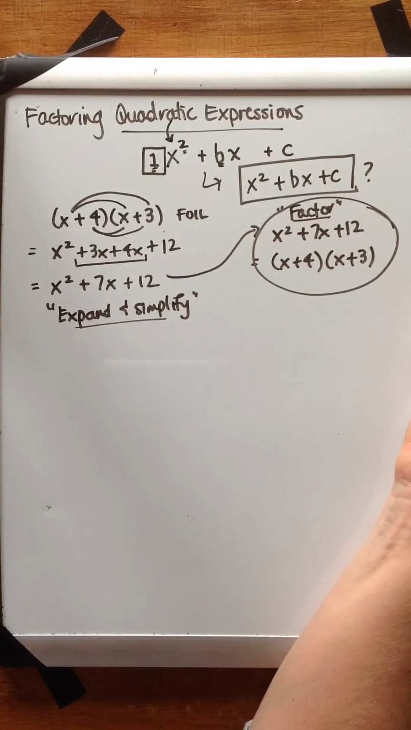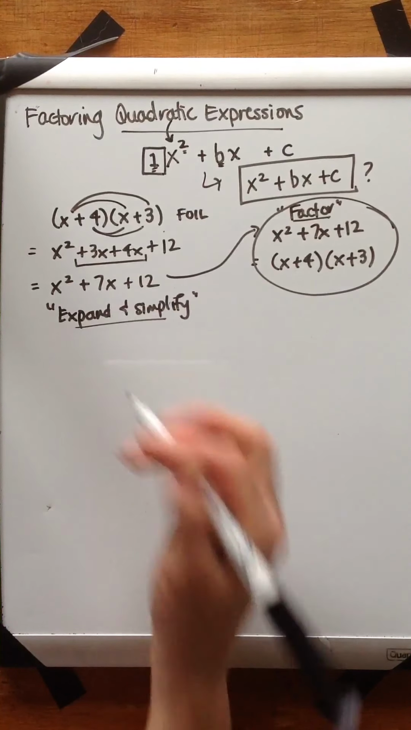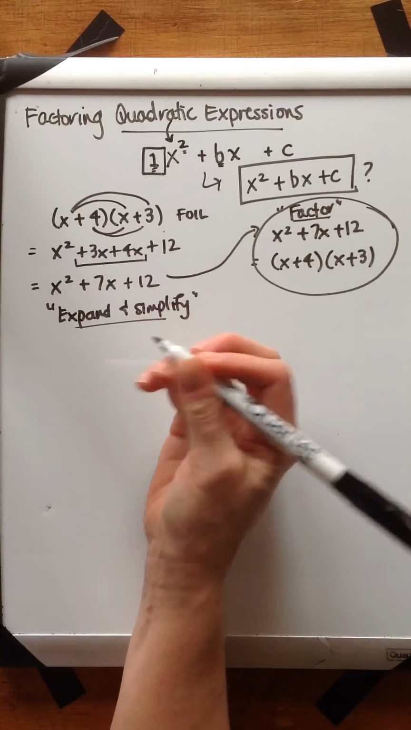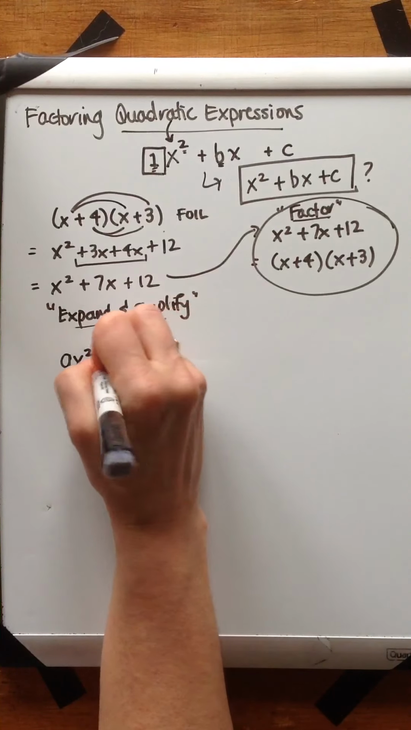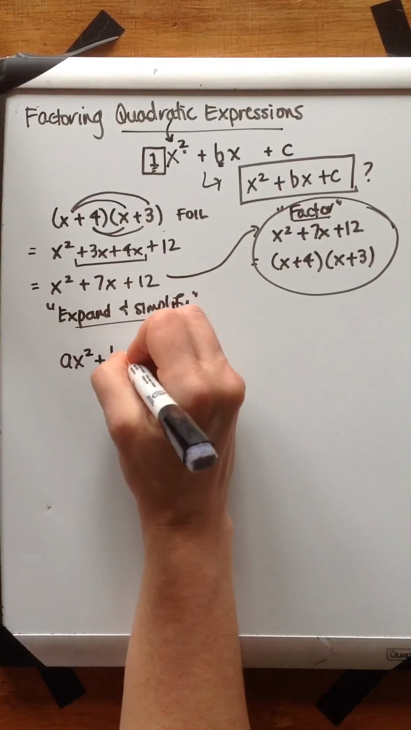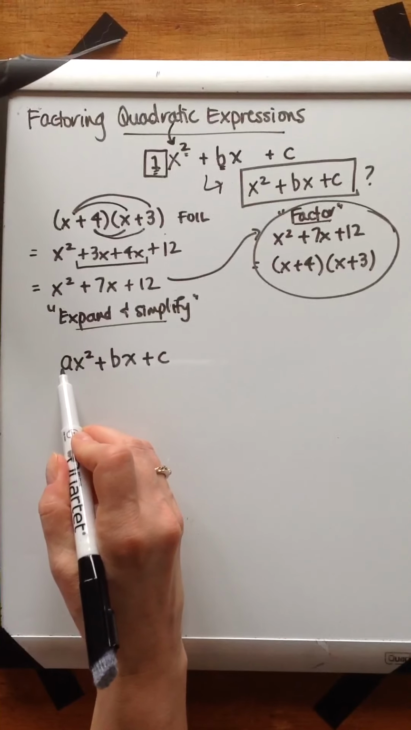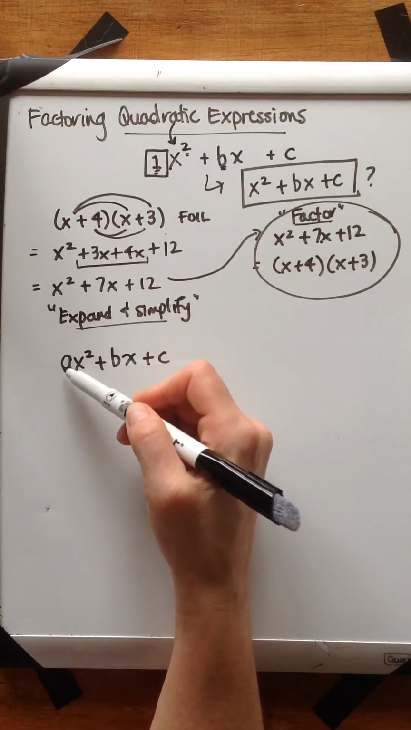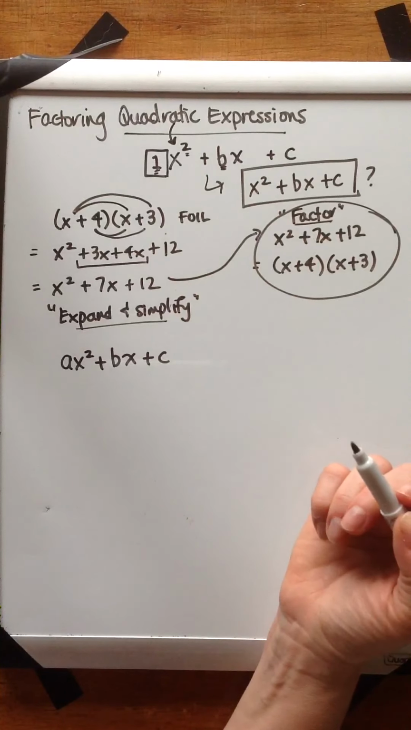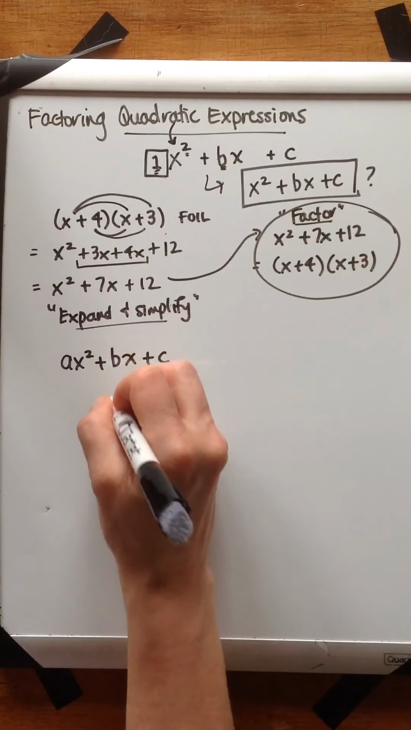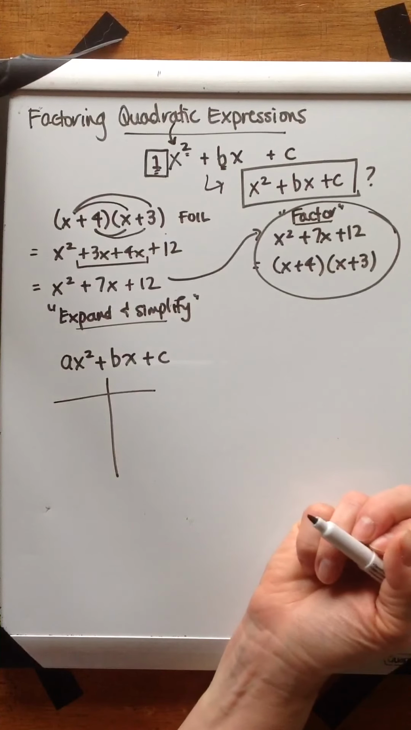So what we're going to do is we're going to set up something called a T-chart. It stands for thinking chart, but I call it T-chart for short. And this is the general thing to consider for the next couple of lessons. I'm going to put an A in front of here because A can also be bigger than 1. It can also be smaller than. We'll be studying that much later. But today's focus is when A is equal to 1. But I'm going to set up the general idea here for all quadratic expressions so that you have it.